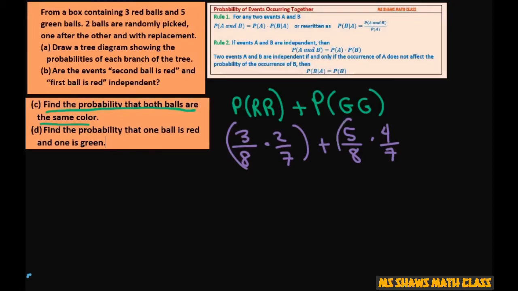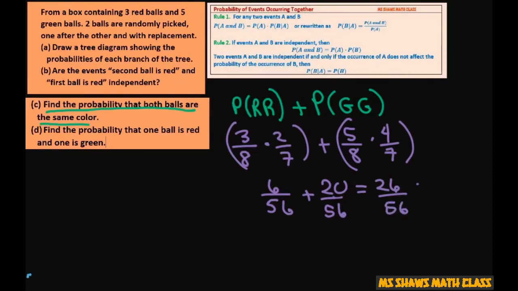So multiplying this out, you get 6 divided by 56 plus 9 divided by 56. No, this is 20, sorry. 20 divided by 56, which equals 26 divided by 56, which reduces to 13 divided by 28.